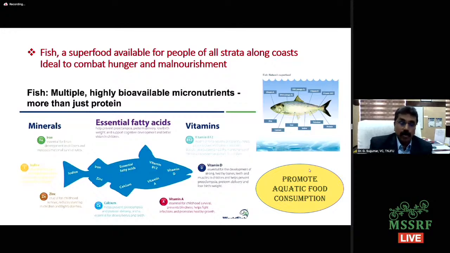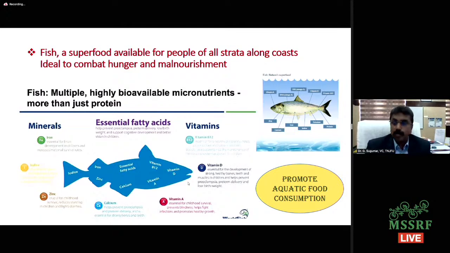And when we talk about all these things, further, I have to tell one good point, that biologically available minerals like iron, iodine, zinc, selenium, potassium, calcium are all present in the required quantities in fish, unlike in any other source. So this has to be promoted in a big way.